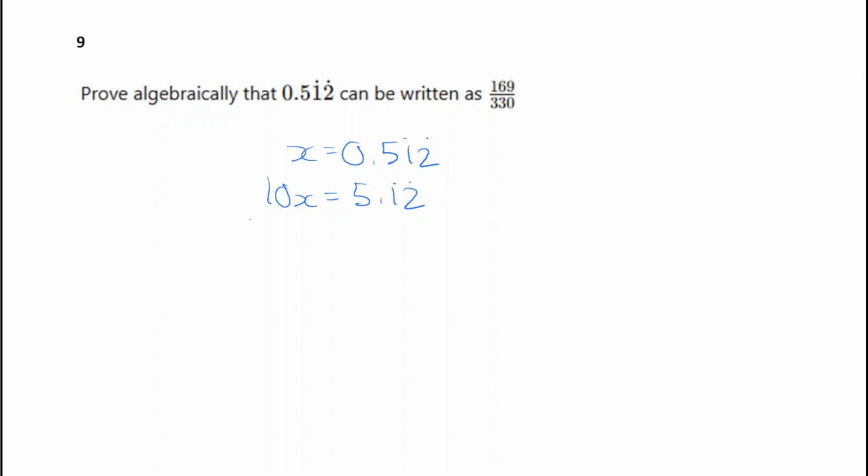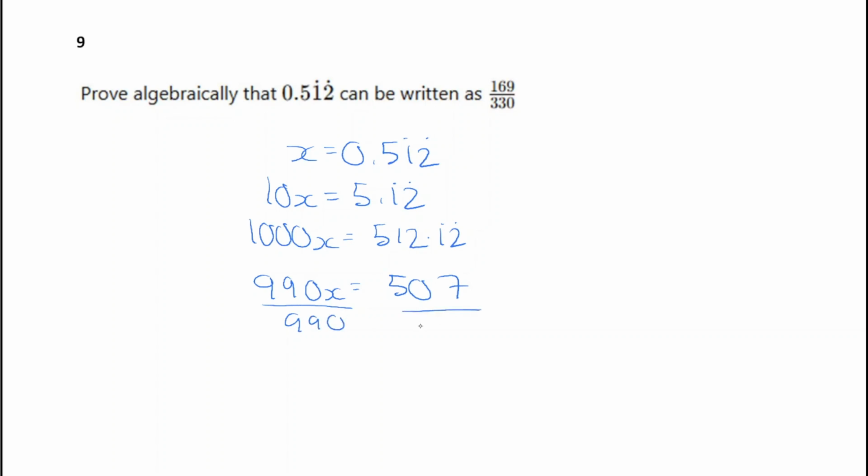So we're going to do 1000x. Then I'm going to do 1000x minus the 10x, which leaves us with 990x, and then the 512.12 recurring minus the 5.12 recurring, which leaves us with 507. Then we need to divide both sides by 990 and simplify, by dividing both sides by 3.